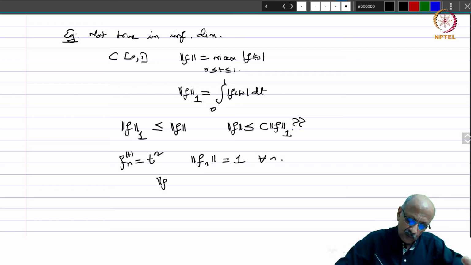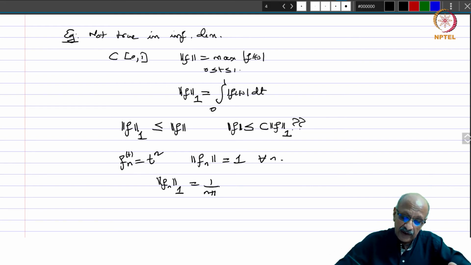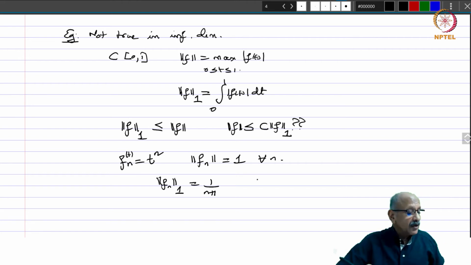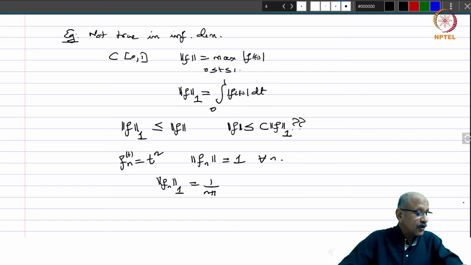What is the norm of f_n in L1? Well, it's a non-negative function, therefore it's just the integral, which is 1 by n plus 1. So if you put f_n here, you will get 1 on this side and 1 by n plus 1 on that side, which goes to 0, and therefore this inequality is not possible, and consequently you cannot have the equivalence of norms. So in infinite dimensional spaces you do not have the equivalence of norms.